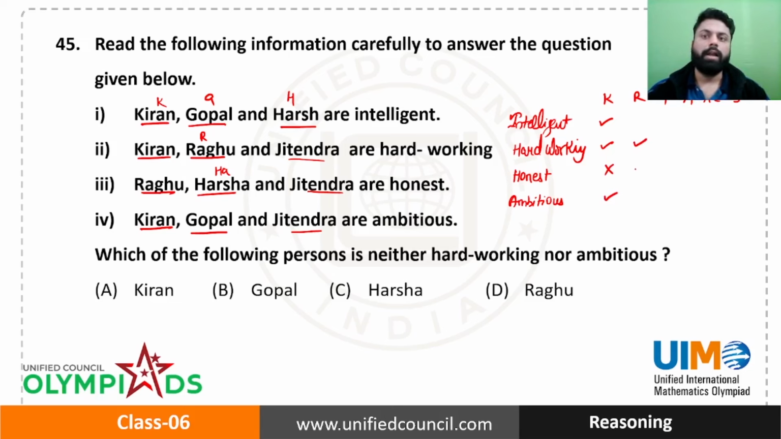Raghu is hardworking and honest, not ambitious, nor intelligent. Harsh is intelligent, but not the other parts. Harsha is honest, but not the other parts. Jitendra is hardworking, honest, ambitious, but not the intelligent one. And for Gopal, he is intelligent and ambitious. So this is the scenario that we are having.